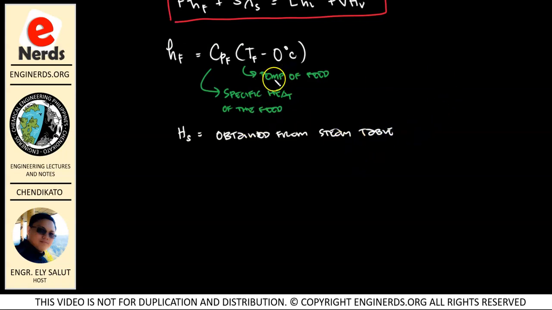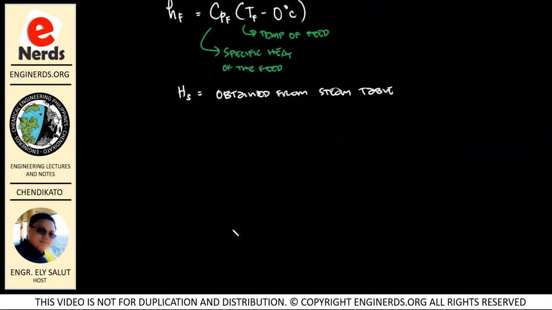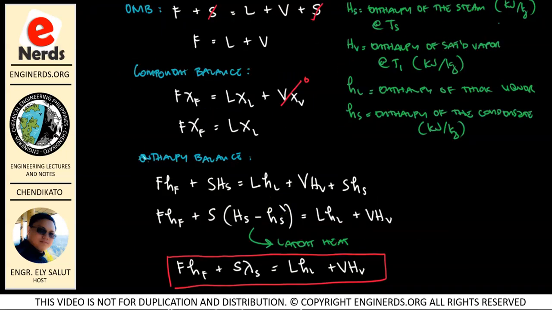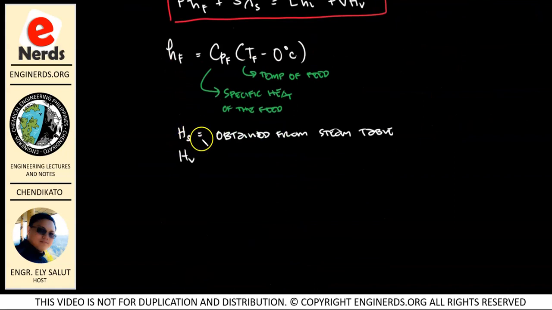And this is related sa saturation temperature and saturation pressure natin sa ating steam, no? So, ipapakita natin yan sa inyo kapag nag-solve na tayo ng problem, okay, involving enthalpy balance. Ngayon, yung HB natin, okay, itong ating vapor, okay, yung enthalpy sa ating vapor. So, it's the same, no? Makukuha din natin yan sa ating steam table. Okay, so this is also obtained from steam table.